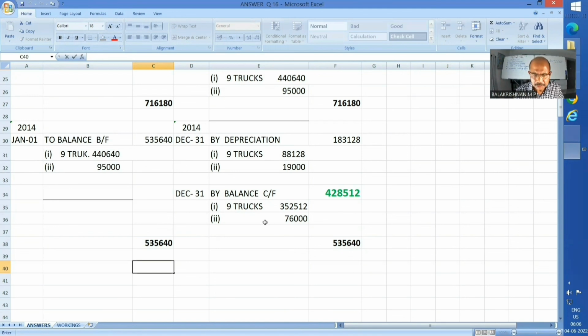And let me show the breakup. This is only 1 truck, you understood it. I don't have to show it again, I hope. Yes. So, and how is the balance? First lot, 4,40,640 minus 88,128. This is the balance. 95,000 minus 19,000 is the balance. And this together is equivalent to this one. Well, so 2 sums. I hope I explained each and every entry.